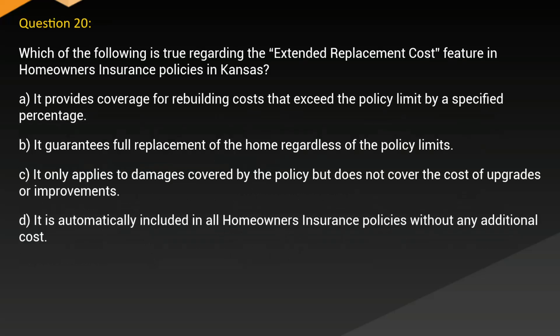Question 20. Which of the following is true regarding the extended replacement cost feature in homeowners insurance policies in Kansas? A. It provides coverage for rebuilding costs that exceed the policy limit by a specified percentage. B. It guarantees full replacement of the home regardless of the policy limits. C. It only applies to damages covered by the policy but does not cover the cost of upgrades or improvements. D. It is automatically included in all homeowners insurance policies without any additional cost.